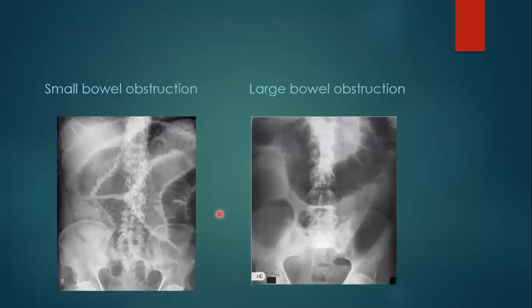This plain abdominal radiograph shows small bowel obstruction. Note the dilated loops in the center of the abdomen with complete septa, valvulae conniventes, and here the large bowel dilatation in the periphery of the abdomen with incomplete septa called haustra.